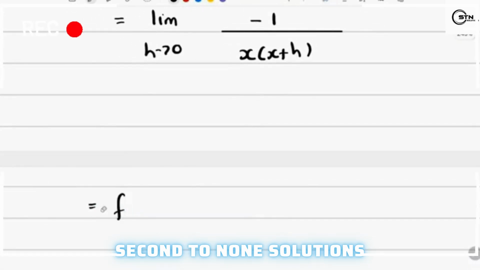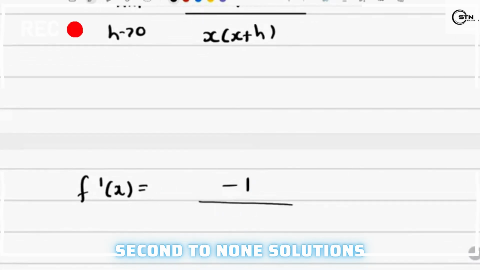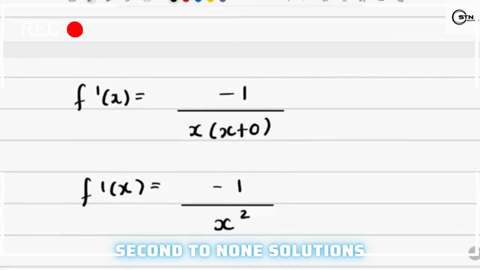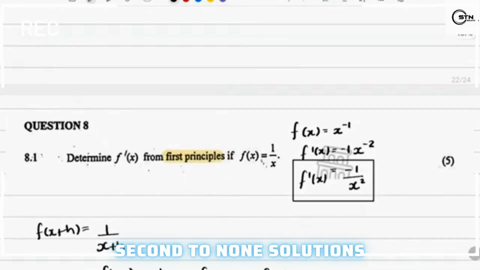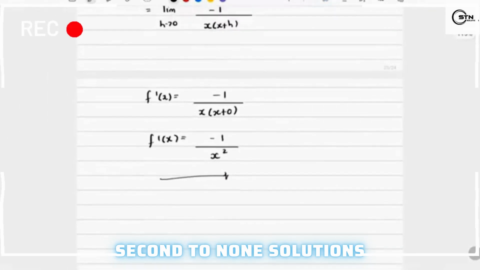So we're just saying that f prime of x is finally equal to negative 1 over, in place of h, you're going to put 0, so x times x plus 0, and f prime of x is equal to negative 1 over, now you see x plus 0 is equal to x, so x times x is x squared. And you see we get the answer that we got when we used the rule. So you use the rule just to check and make sure that your answer is correct. Okay, so that is 8.1, and we move on to 8.2.